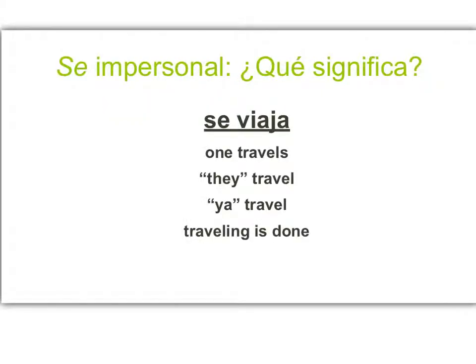So, digging in more about se impersonal and what it really means, ¿qué significa? If you encountered the following verb, se viaja, given the fact that viajar means to travel, you might think of it as meaning one travels or they travel. And it's not a specific they, like my aunt and uncle. It's just people. Ya travel, you know how we explain things like that sometimes. Ya do something, and it's an impersonal kind of expression. Or traveling is done. Those are all ways that you could translate se viaja.